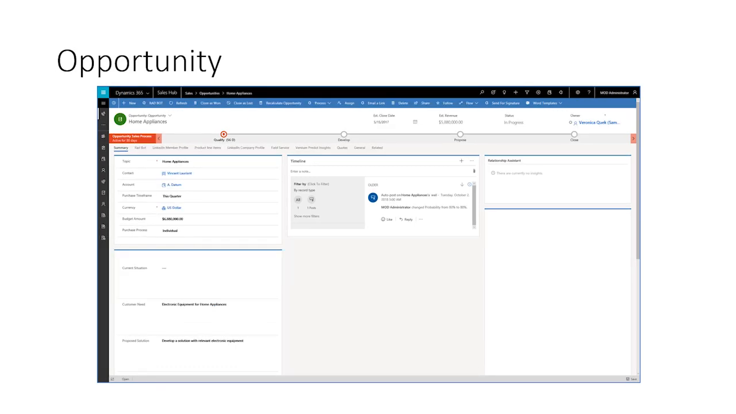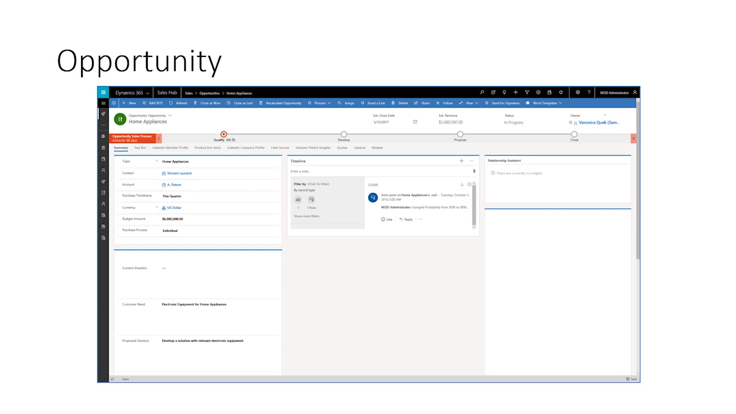In Dynamics 365 for Sales, an opportunity is a qualified potential sale. An opportunity record is used to track a qualified potential sale through the sales closing process. A qualified potential sale indicates that the potential customer has been contacted and information has been gathered about their interest. The organization has determined the likelihood of the customer buying and decided that the potential is worth pursuing.